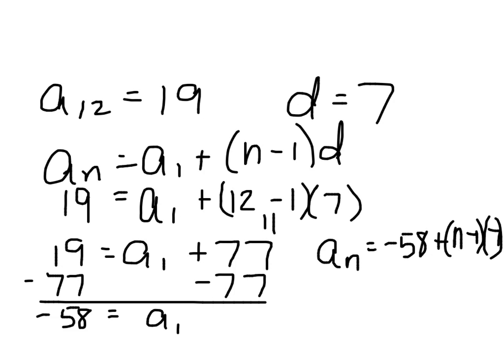So there's my first 6 terms, yeah? Okay, so as far as graphing goes, you make the graph based on this. These are nothing more than ordered pairs: 1 and negative 58, 2 and negative 51, 3 and negative 44. When you do that, make sure you make an x over here and a y here, just like you would for normal graphing.